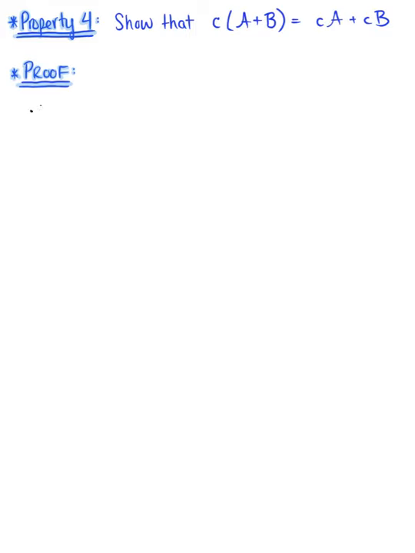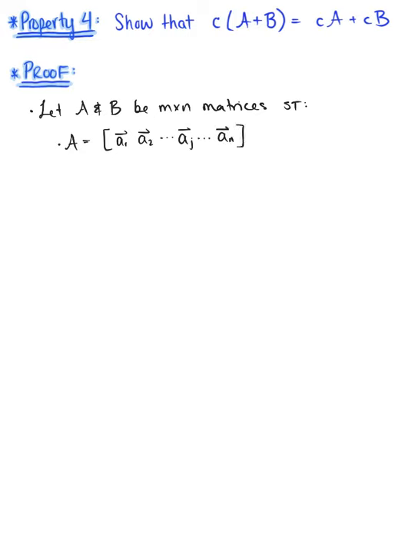So to begin, let's let A and B be m by n matrices such that we'll define matrix A by the column vectors A sub 1, column vector A sub 2, all the way up. Well, actually, let's consider the jth column vector here, all the way up to the last column vector A sub n. And we'll define matrix B using the column vectors B sub 1, vector B sub 2, somewhere in here we have the jth column vector B sub j, all the way to that very last column vector B sub n.